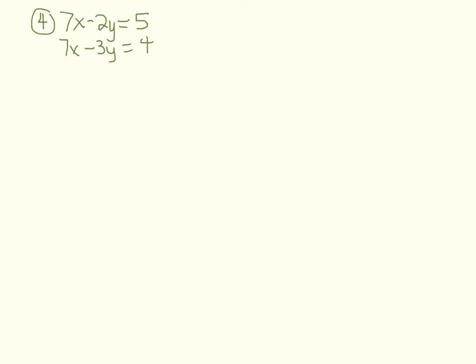For problem number 4, please pause it and try it on your own. So for this problem, I'm going to try to eliminate my x's because I have a 7 in front of each of them. So the way that I'm going to do that is by multiplying one of the 2 equations by negative 1. I don't care if you did the top equation because in the end you're going to still get the same answer, so it's fine if you did that one.